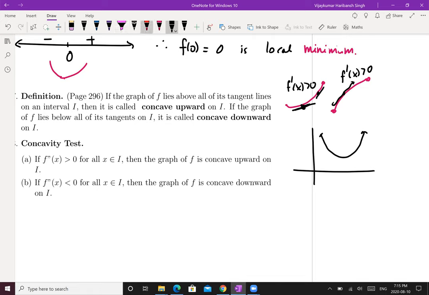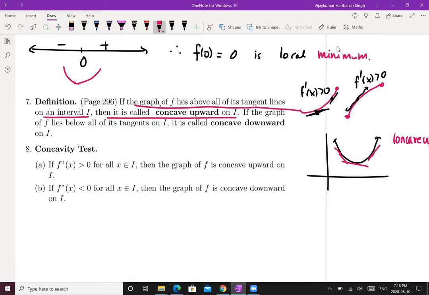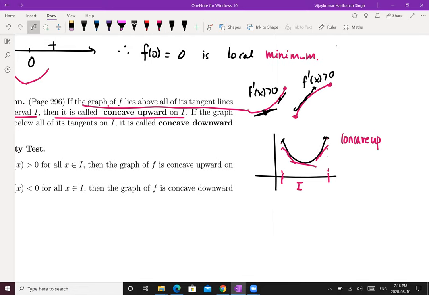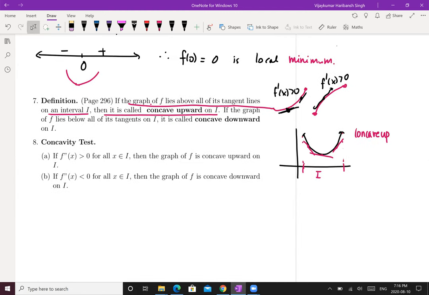In this case, we have that the tangent line lies below the curve. Such a shape is called concave up. So what is concave up? If the graph of f lies above all the tangent lines on the interval, then we say that the graph is concave up on interval I. So this is my interval I. You can see that the graph is concave up.